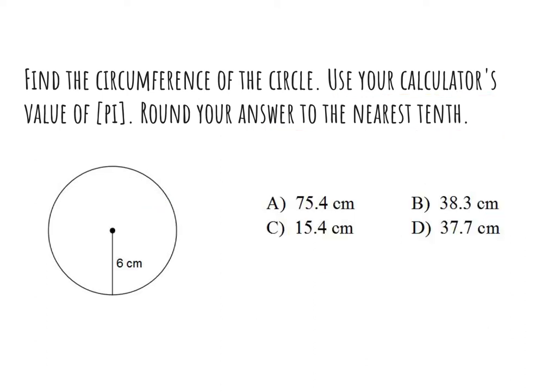So now you try. I am given the radius, which means my formula will be 2 times pi times radius. The radius was 6. So 12 times pi is going to give me 37.69. So rounded would give me 37.7 centimeters. So the correct answer is D.